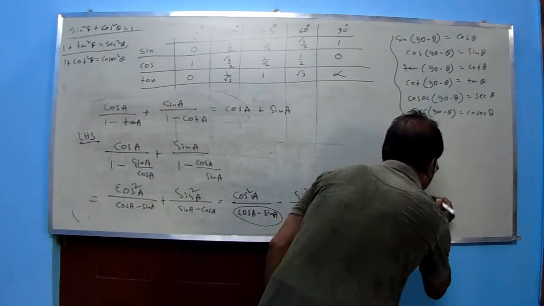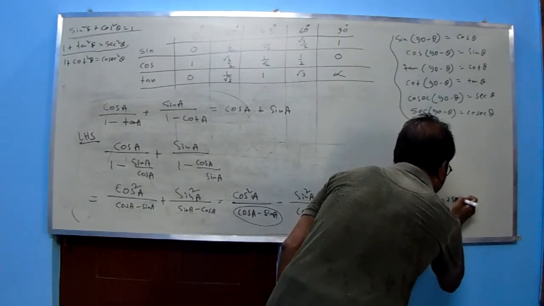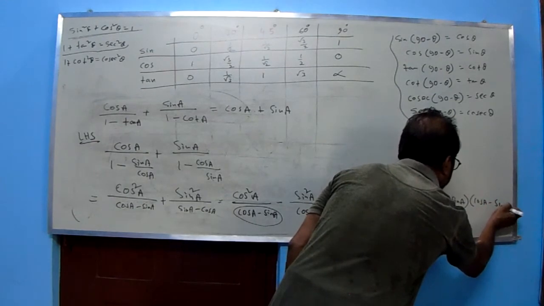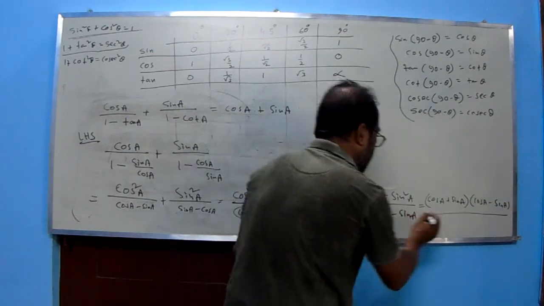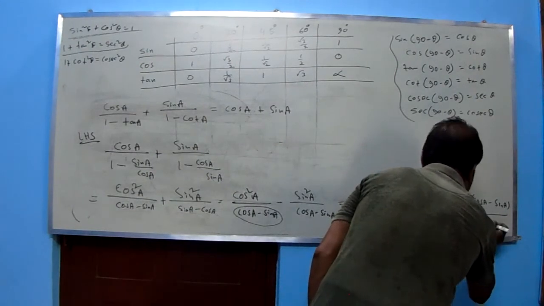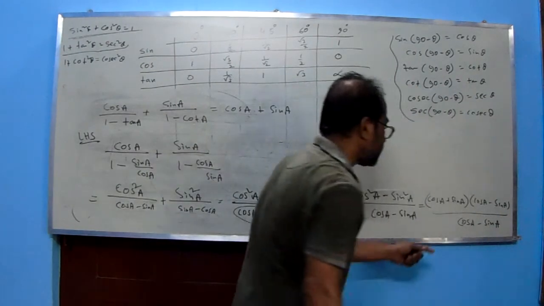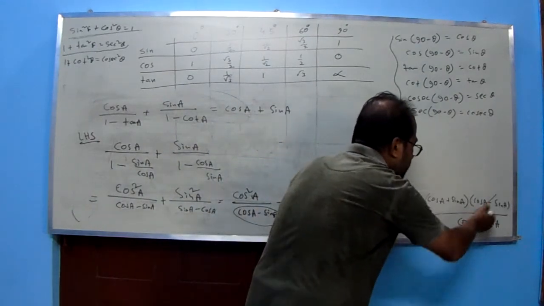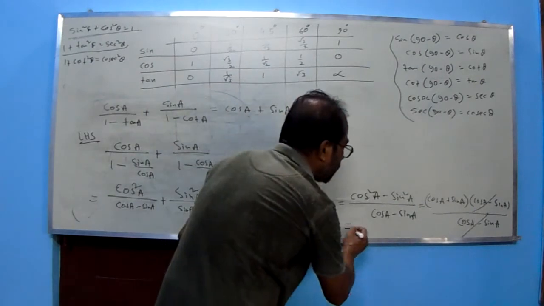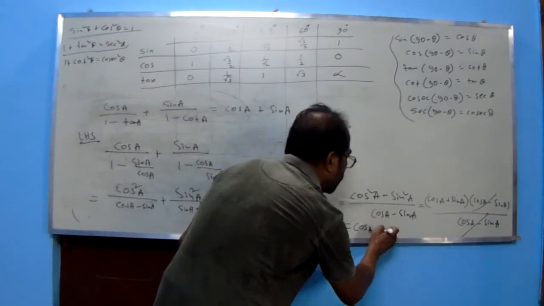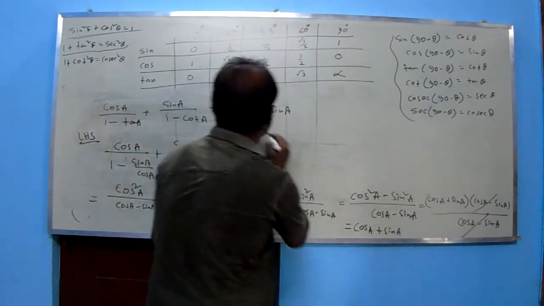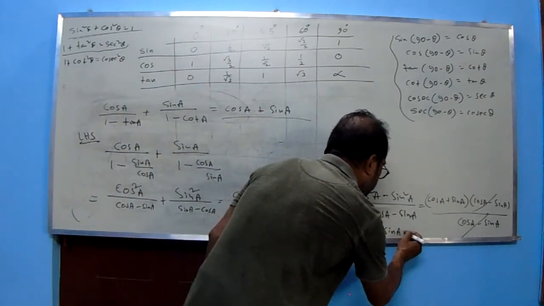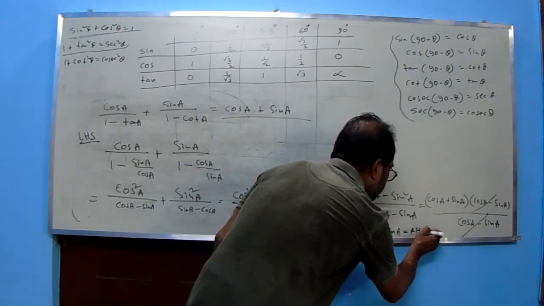So what should I write? Cos A plus sin A into cos A minus sin A, divided by the denominator, which was cos A minus sin A. Now see this one. Cos A minus sin A and cos A minus sin A have gone, they are cancelled. So what is left over? Cos A plus sin A. This is the RHS, cos A plus sin A. So that means we have reached it. So the RHS is proved.